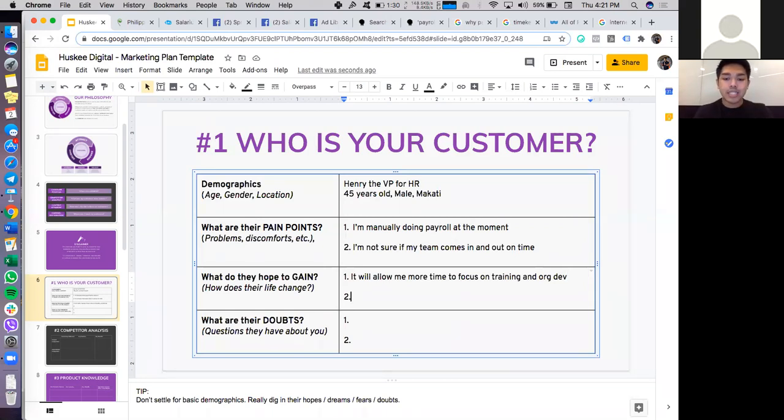Okay, second, let's say I'm not sure if my team comes in and out on time. If I don't have this issue anymore, I can focus, for example, on deliverables and productivity. Let's just say, okay. Yeah, so there, very easy. You think of a pain that they currently have, try to be specific, and then try to picture if they no longer have that pain, what would they gain, or what would they be able to do, or how does it change their life in a smaller or bigger way.